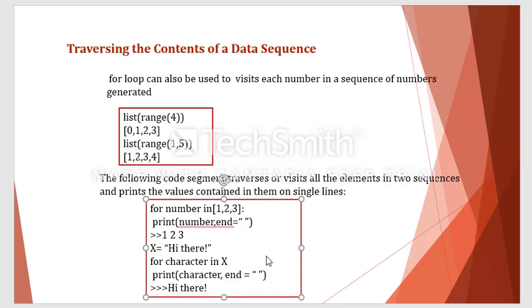Okay, so for character in x, what is x? Nothing but it contains hi there. So again here also I'll get the same answer. Okay, so like this we can use the for loop with specific strings and list concepts.